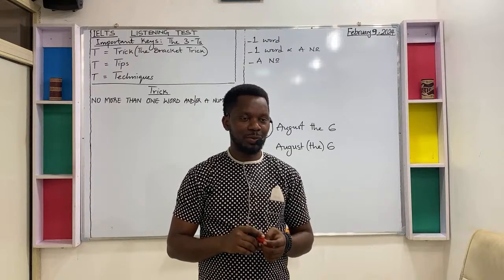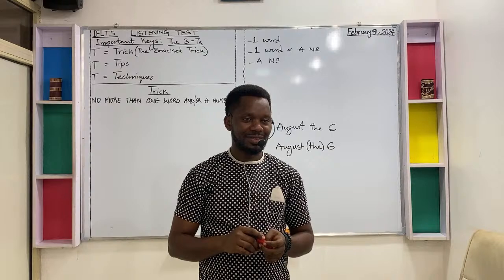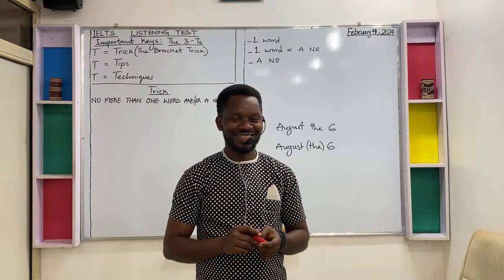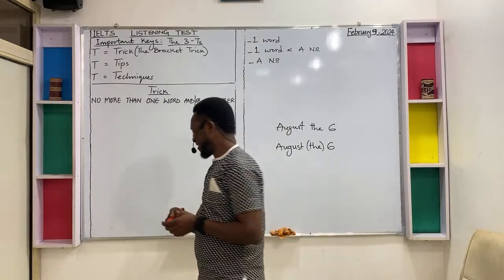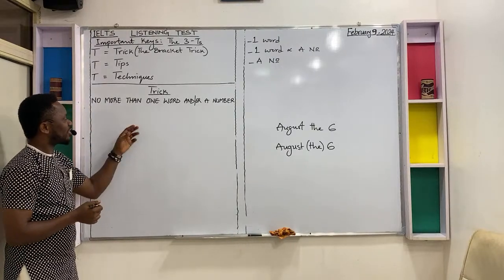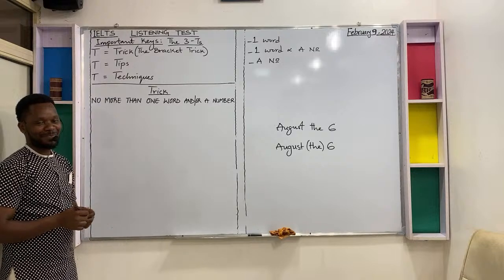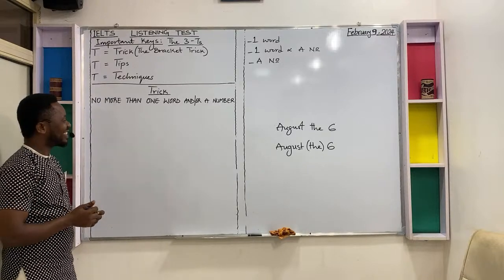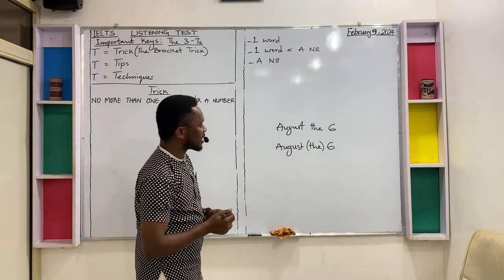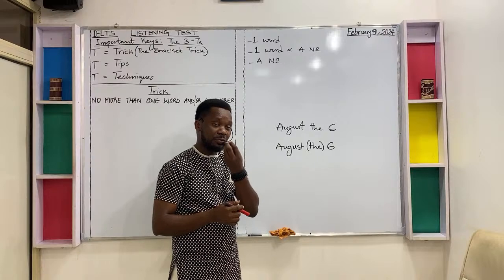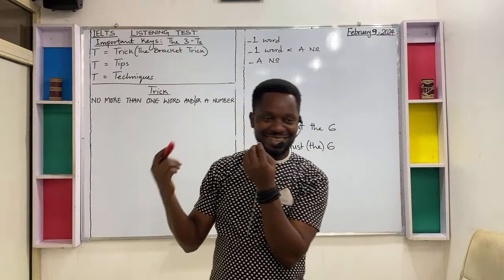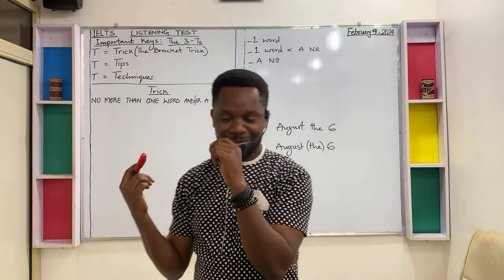The number of words right here on the board is more than one. The instruction says don't exceed. So it's more than one. That means the lady's information is correct by verbal information, but in writing it's not correct, especially because of the instruction.